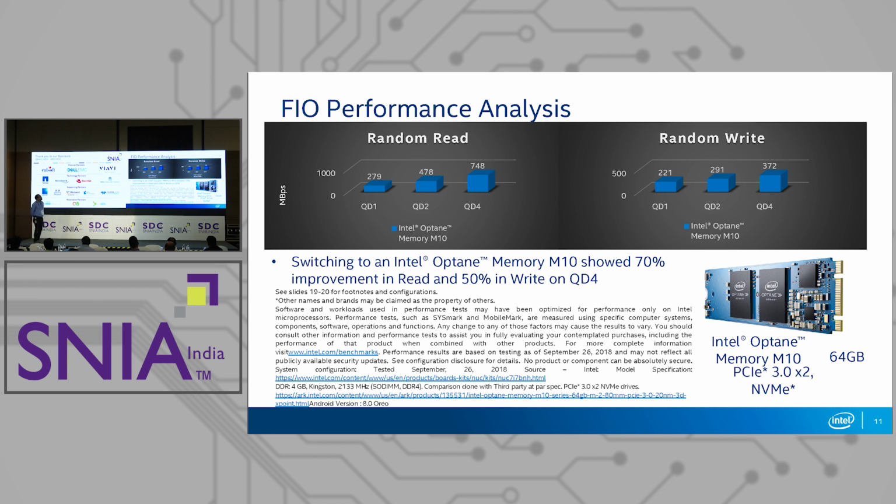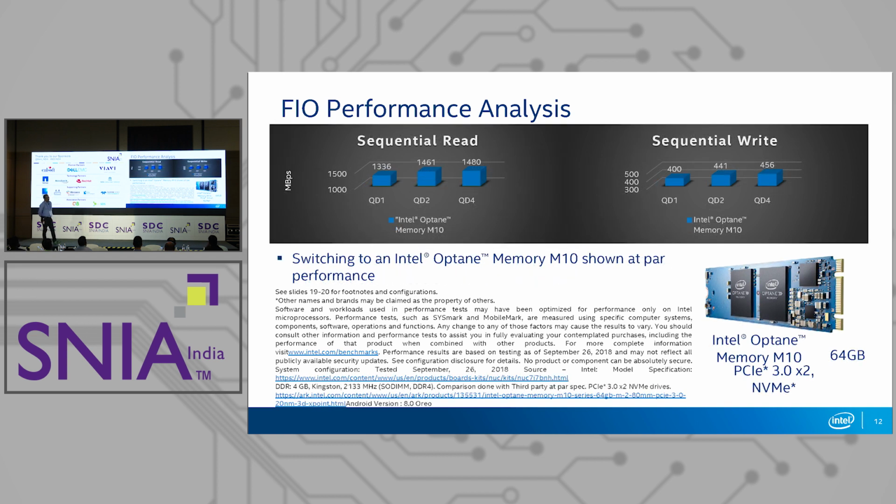I would say I got a 70% improvement in the read and almost a 50% improvement in the write. When I used a queue depth of 4, that was sufficient to get these numbers. So Optane has given me a boost in random write, which is going to solve my problem for 60 to 80% of my workloads.